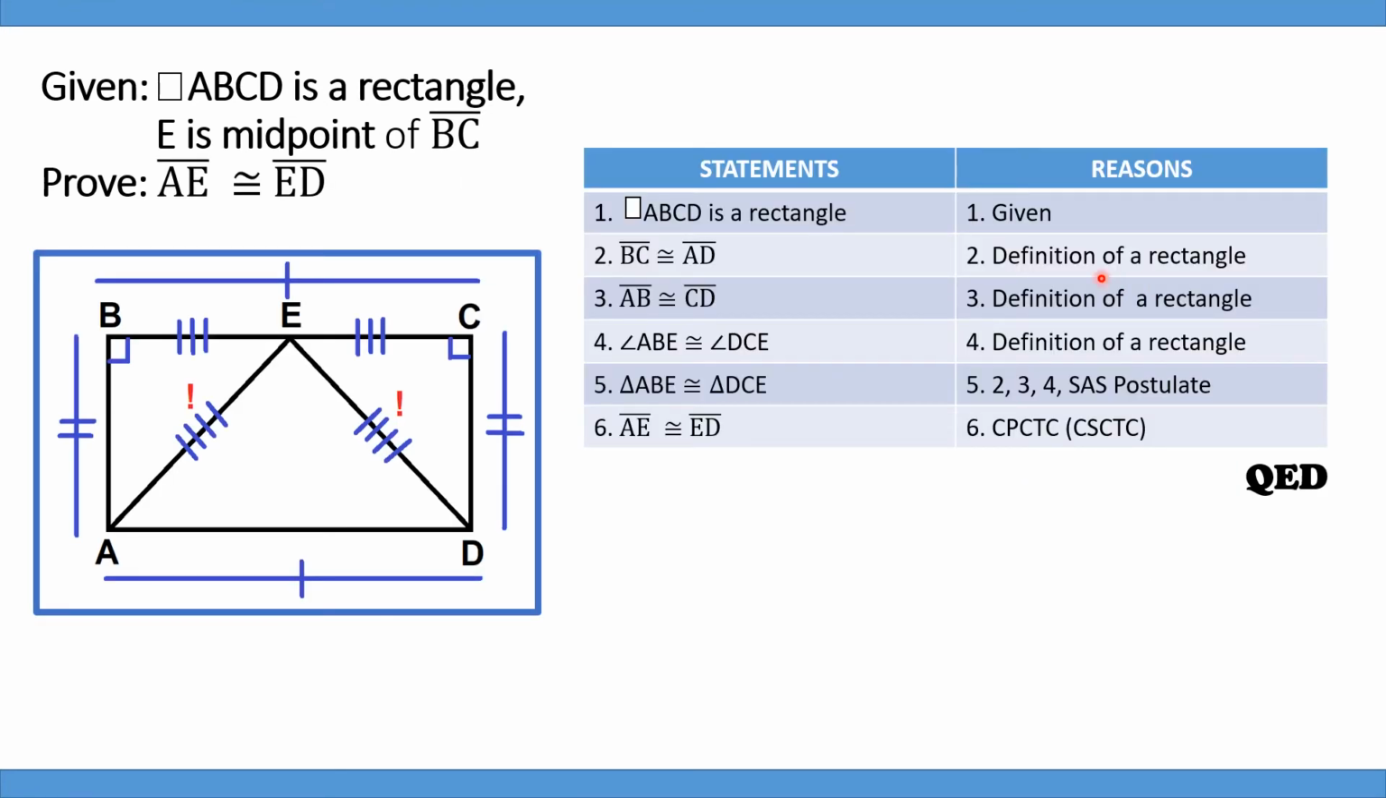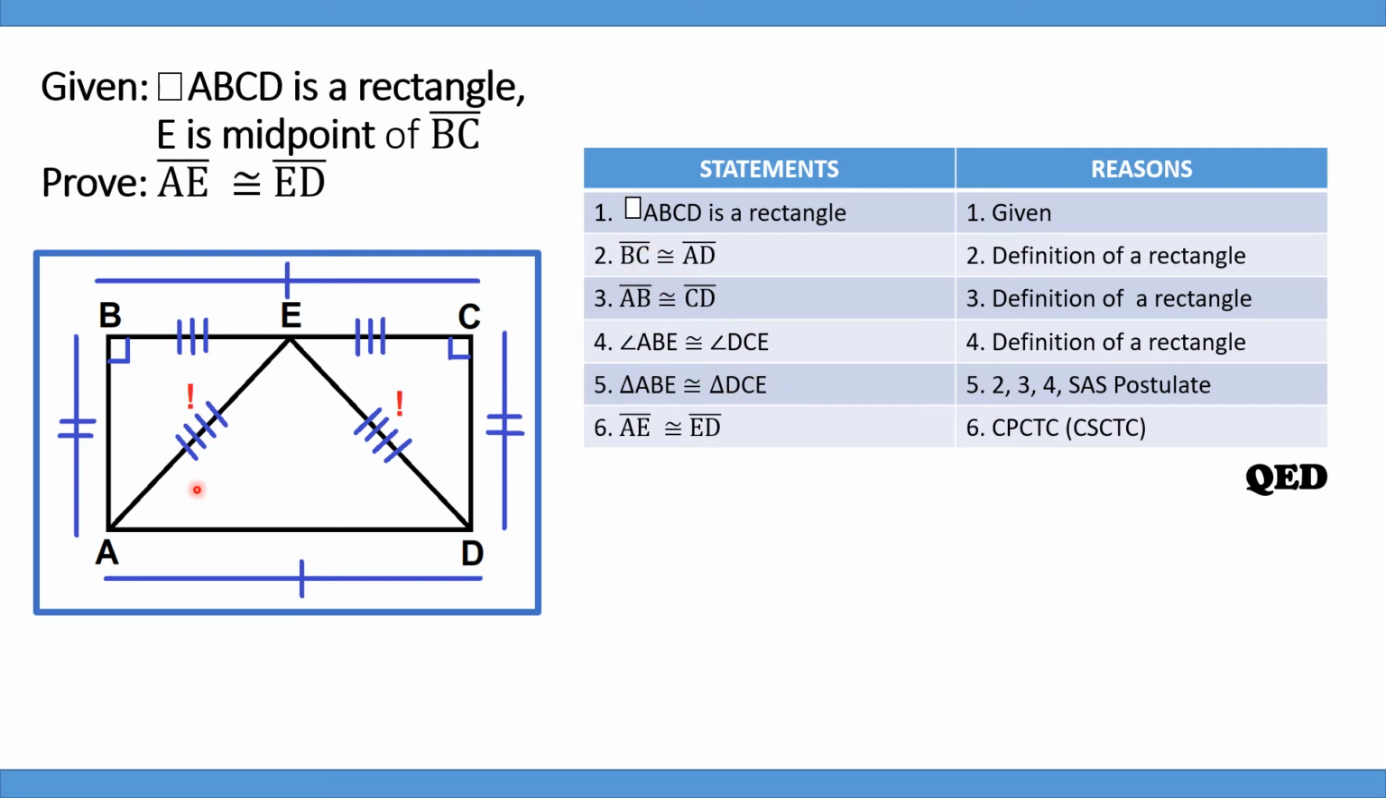So here's the proof. Quadrilateral ABCD is a rectangle, given. Number 2, line segment BC is congruent to line segment AD by the definition of a rectangle. Also, line segment AB and line segment CD are congruent by the definition of a rectangle. Okay, some students may combine this into one item, but I'd rather not combine them so that during the proof of 2 triangles, you can locate the statements.